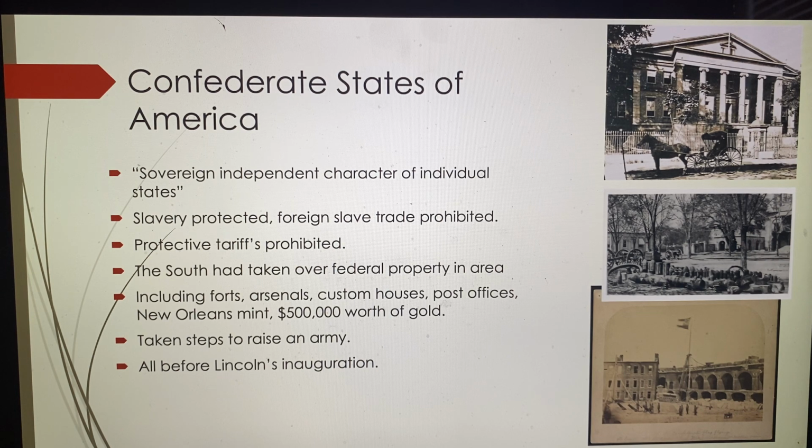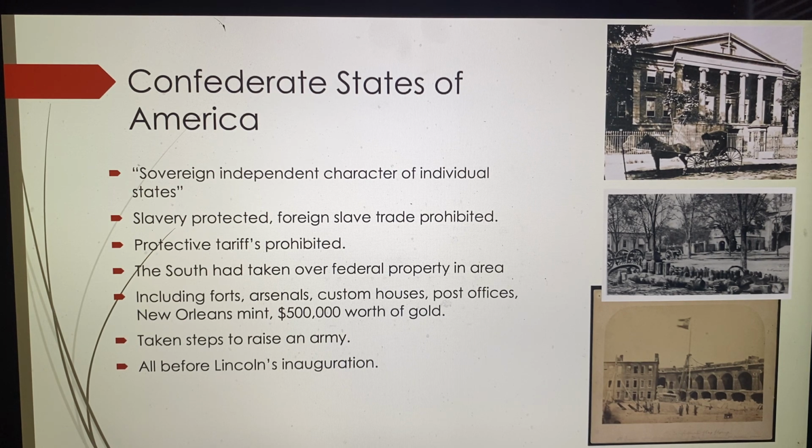And slavery would be protected, although they did say the foreign slave trade would be prohibited. So they're not allowed to do foreign trade outside of their country. But they protected slavery. They also went against the protective tariff, which the South had always been against. So that was prohibited so that their economy could flourish, especially in the export of cotton. So they would not have tariffs, which they didn't like anyway.